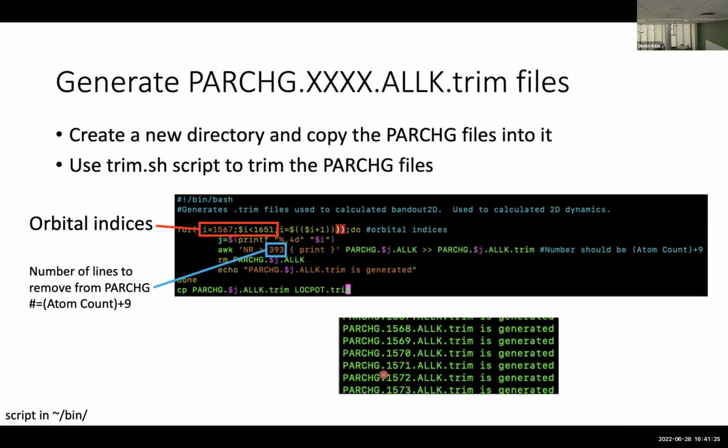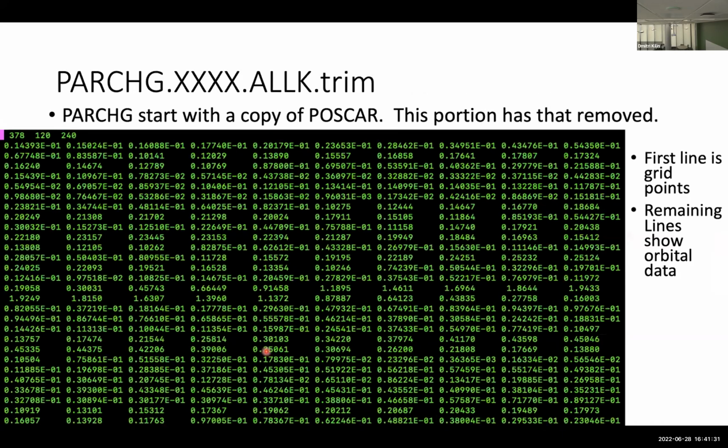So when you run the script, it'll give you this string here telling you that it's working. Then if you open one of the .trim files, this is what it should look like. You start out with this line with 3 numbers. Those are grid points that we're going to use. And then everything after that is the orbital data for that band.